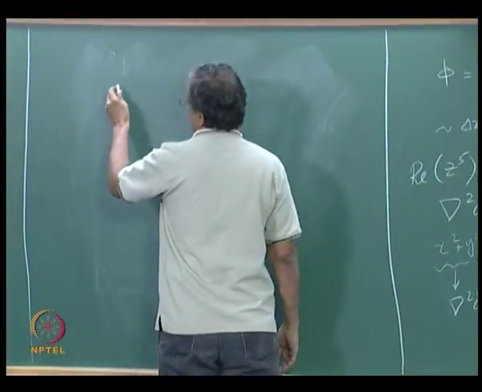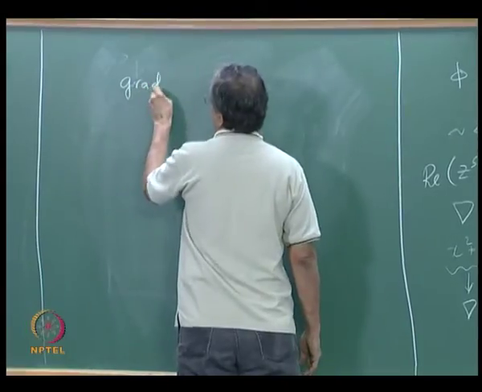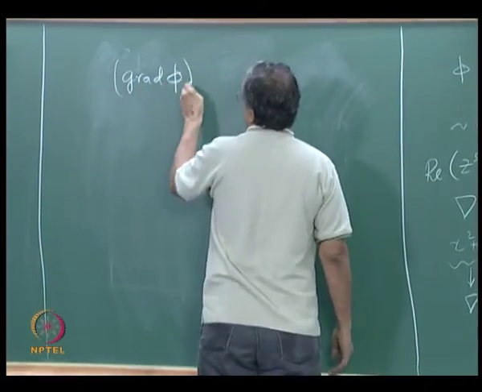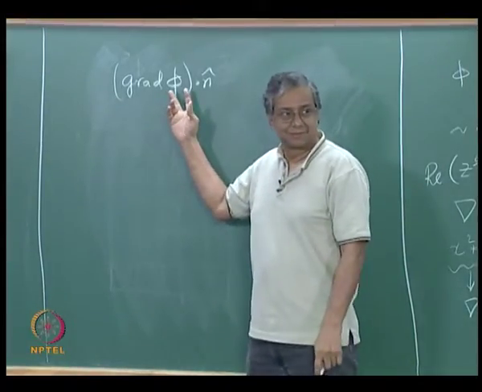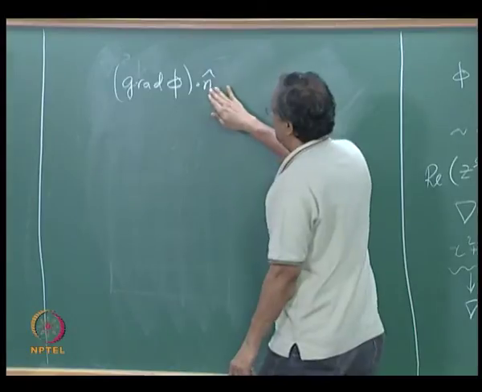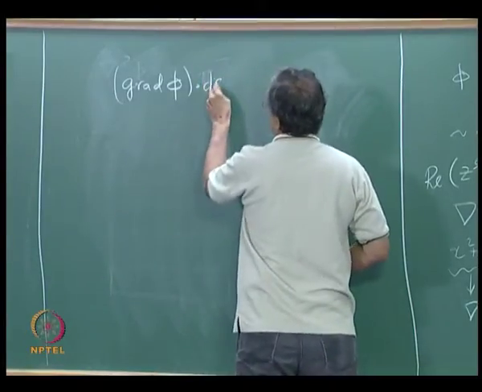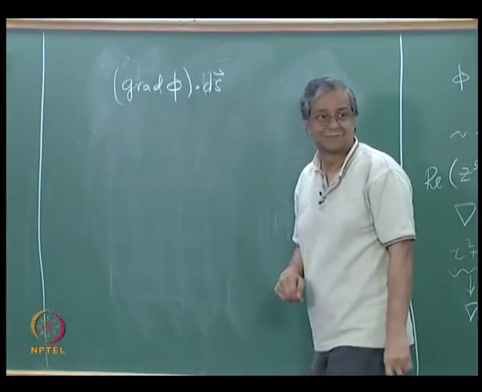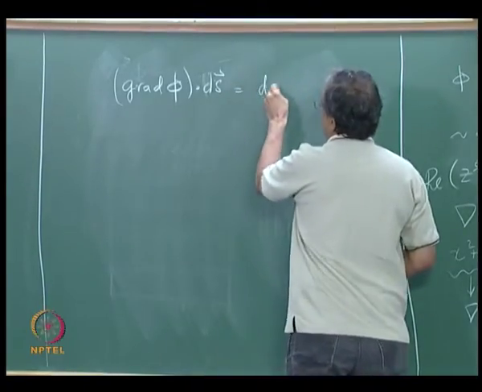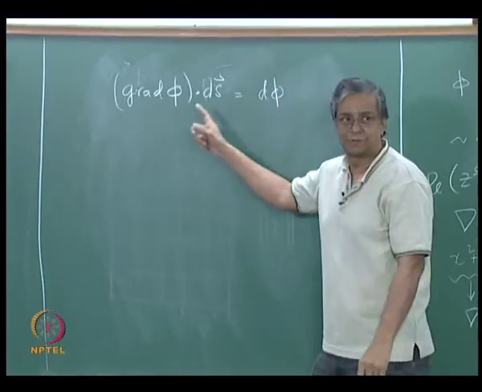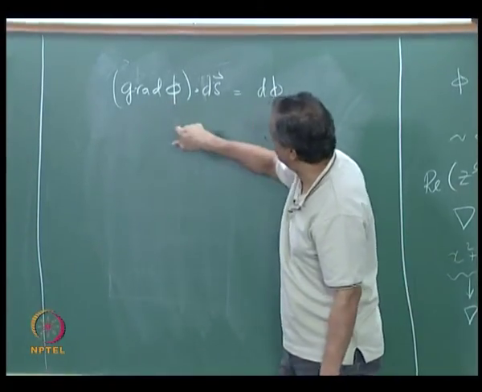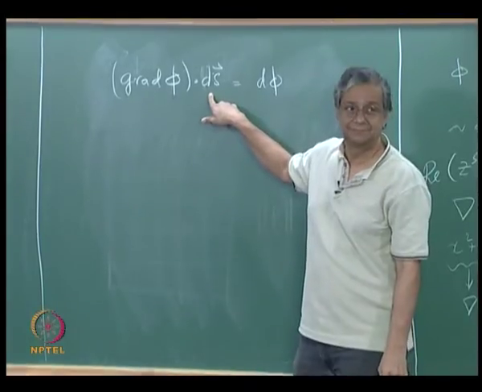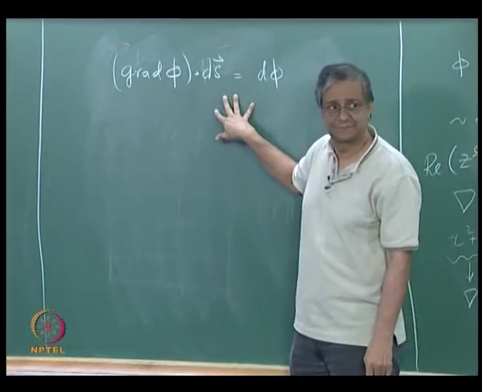So you are used to the directional derivative where I say grad phi dotted with n, right, or grad phi dotted with ds, some differential element, gives me d phi. You are used to this, right, you are all familiar with this. This is the linear transformation, this is the direction. This is really the definition of a derivative. Okay, now you say, so what?